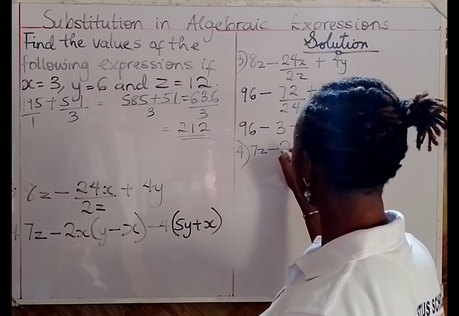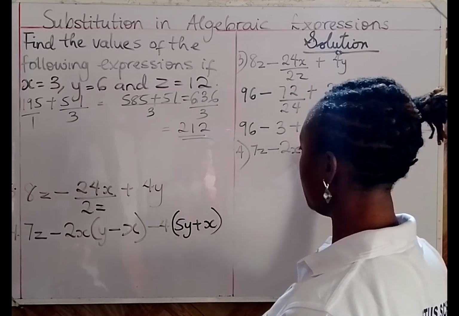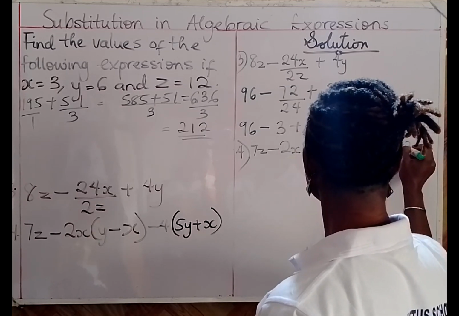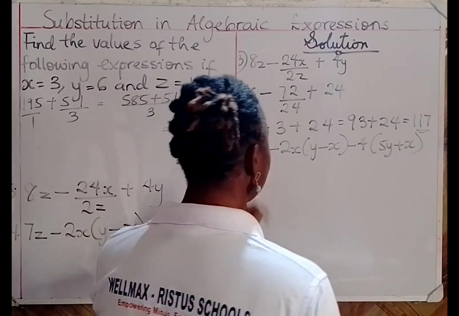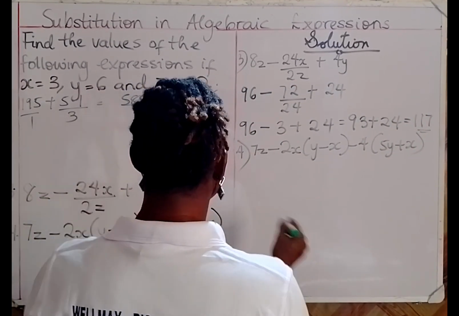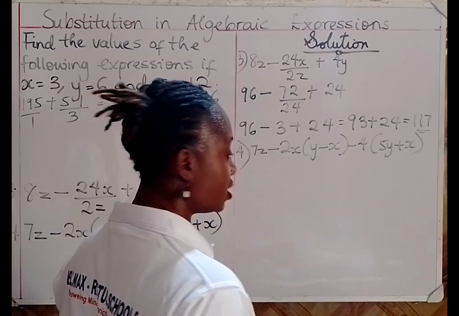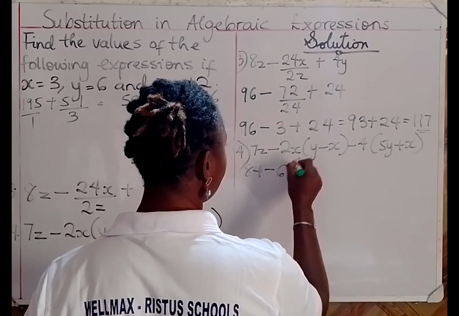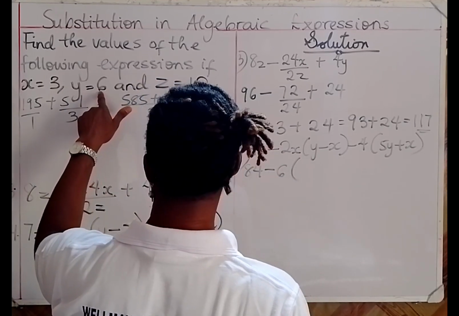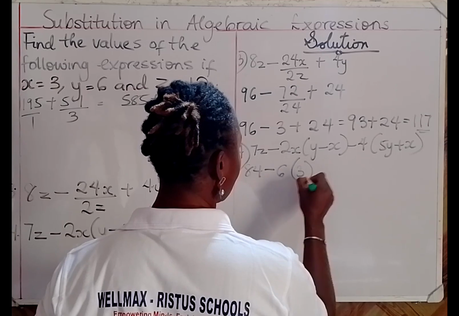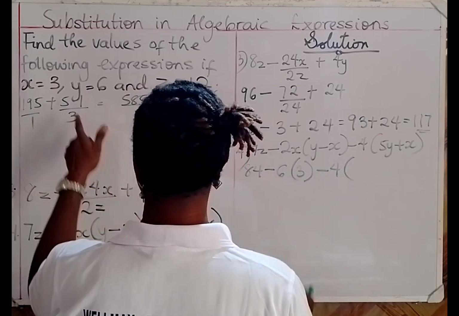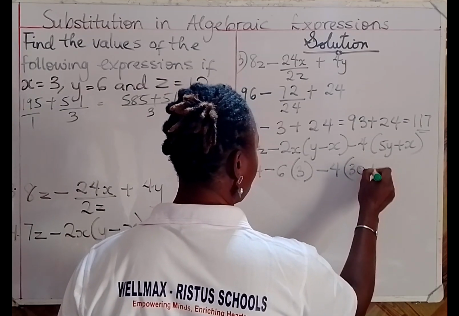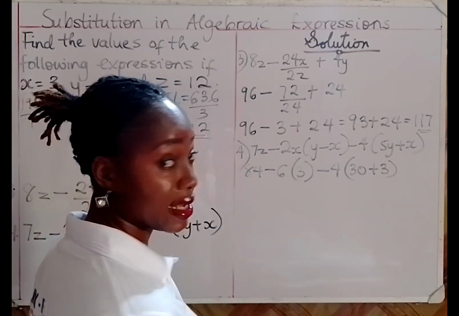7z minus 2x into brackets y minus x minus 4 into bracket 5y plus x. Okay, so from here, z equals what? 12. So we have 7 times 12 equals 84. 84 minus 2 times 3 is 6 into bracket y minus x, that's 6 minus 3 is 3, minus 4 into bracket 5y. 5 times 6 is 30. 30 plus 3, right? Our x equals 3.